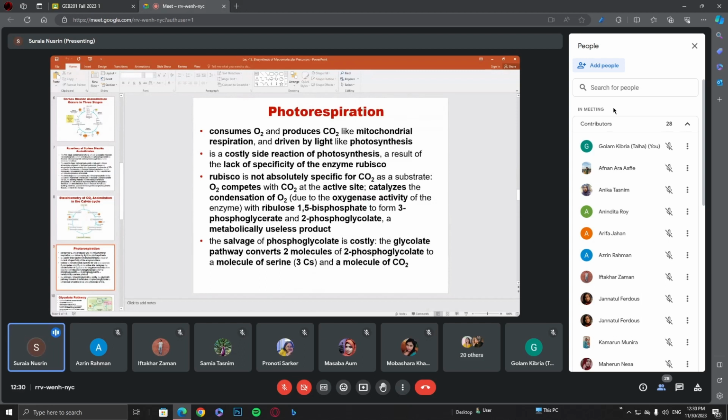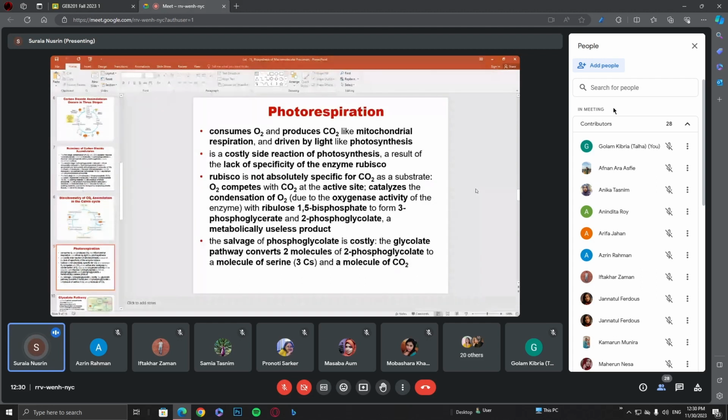Okay, now the next very important topic is called photorespiration. Photorespiration is similar to the cellular respiration which occurs in mitochondria, where we have seen oxygen is used and carbon dioxide is produced. In this case it is also the same: it happens in the presence of light, oxygen is utilized and carbon dioxide is produced. But this is a costly side reaction of photosynthesis.